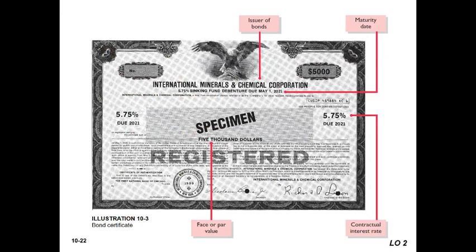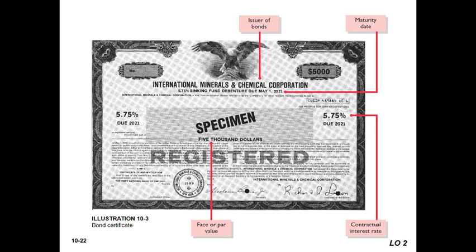This is an example of a bond certificate from International Minerals and Chemical Corporation. It identifies it. You'll see that it says sinking fund debenture. Debenture is another word for bond. You'll notice that it talks about the interest rate. It just says it's 5.75%.